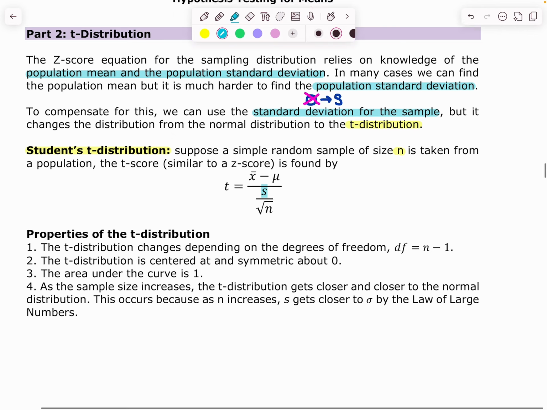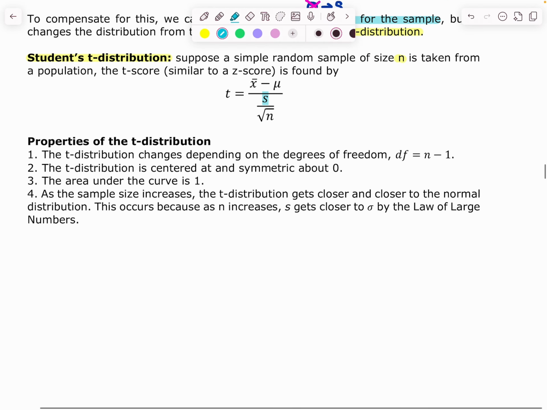So some properties of the t-distribution. The t-distribution changes depending on something called the degrees of freedom. Degrees of freedom is equal to the sample size minus 1. So every time we take a sample and the sample is a different size, the degrees of freedom is going to differ, which means the way that the probability is calculated is going to be slightly different, because every t-distribution that has a different sample size is slightly different.